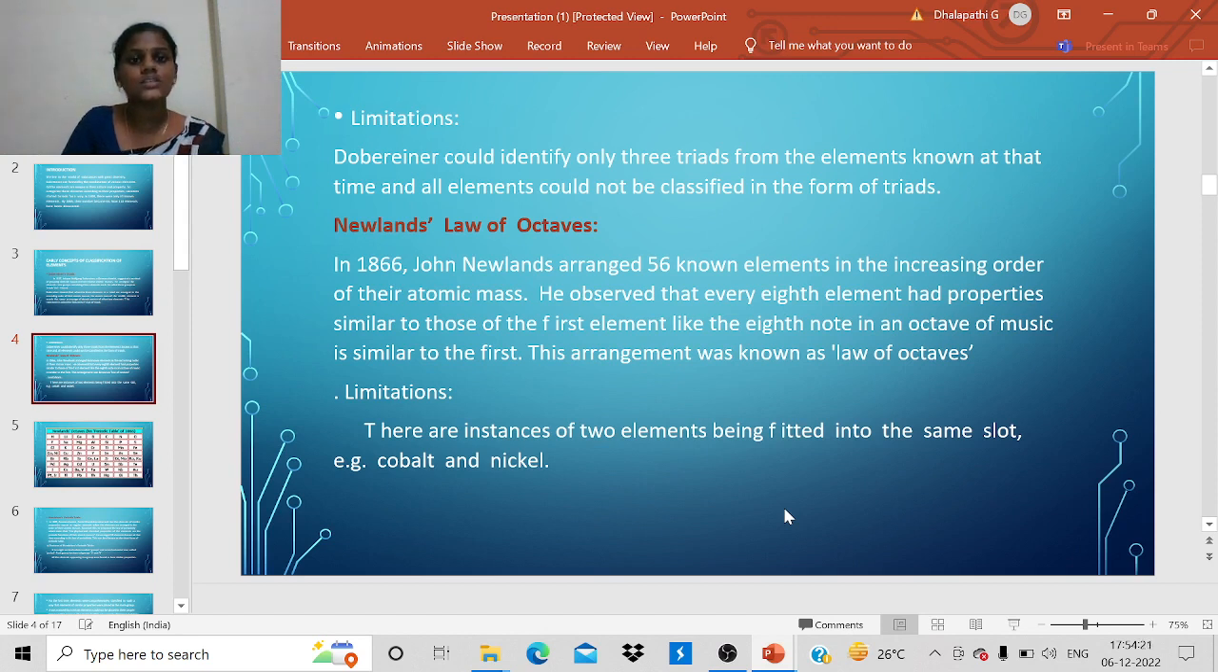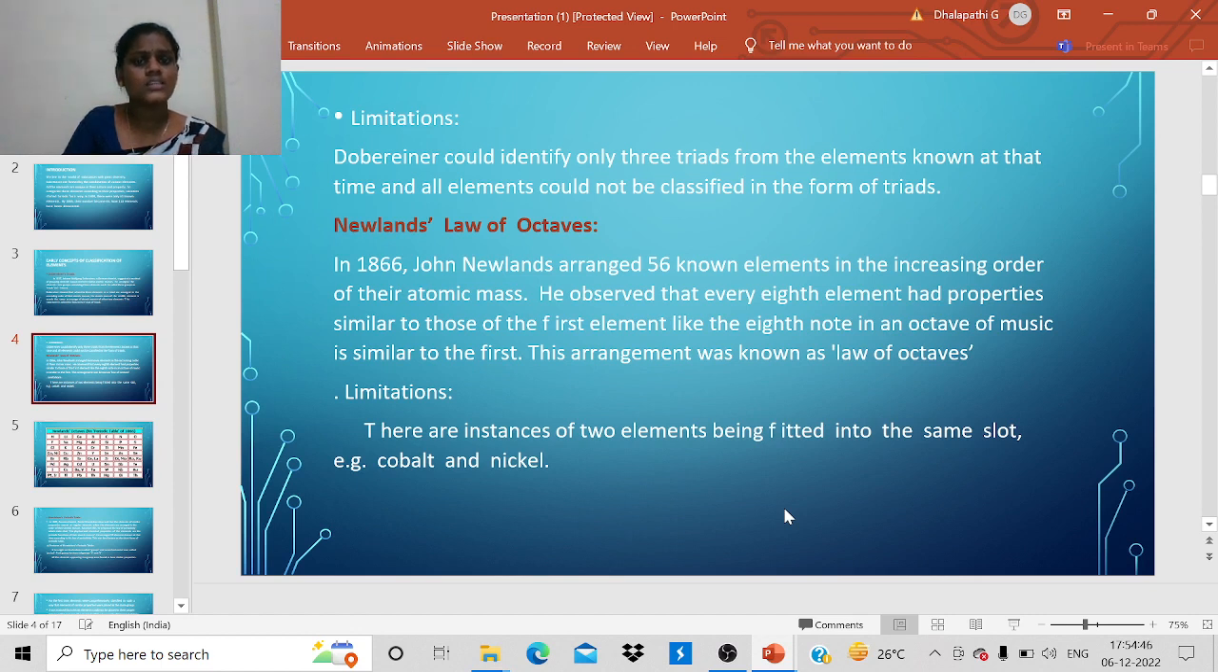Next one is Newlands' law of octaves. In 1866, John Newlands arranged 56 known elements in the increasing order of their atomic mass. He observed that every 8th element had properties similar to those of the first element, like the 8th note in an octave of music is similar to the first. This arrangement was known as the law of octaves.